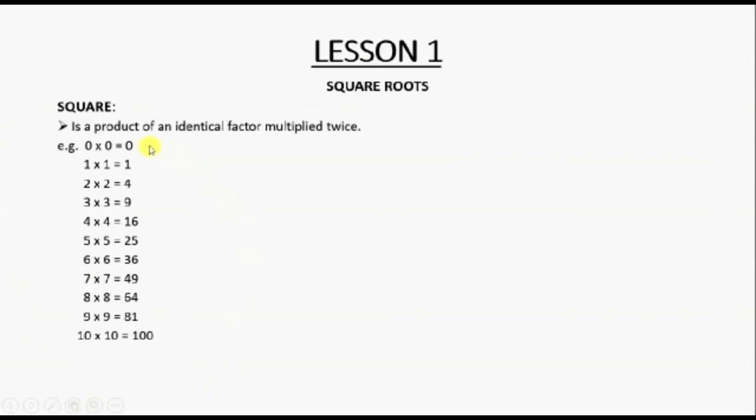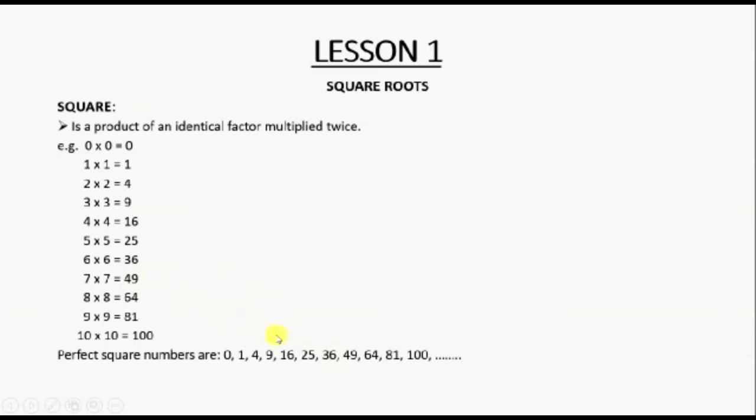Now, these answers we have found after multiplying a number by itself twice are what are known as perfect square numbers. So when we multiplied 0 times 0, we got 0. 1 times 1, we got 1. 2 times 2, we got 4. 3 times 3, we got 9. 4 times 4, we got 16. 5 times 5, we got 25. 6 times 6, we got 36.